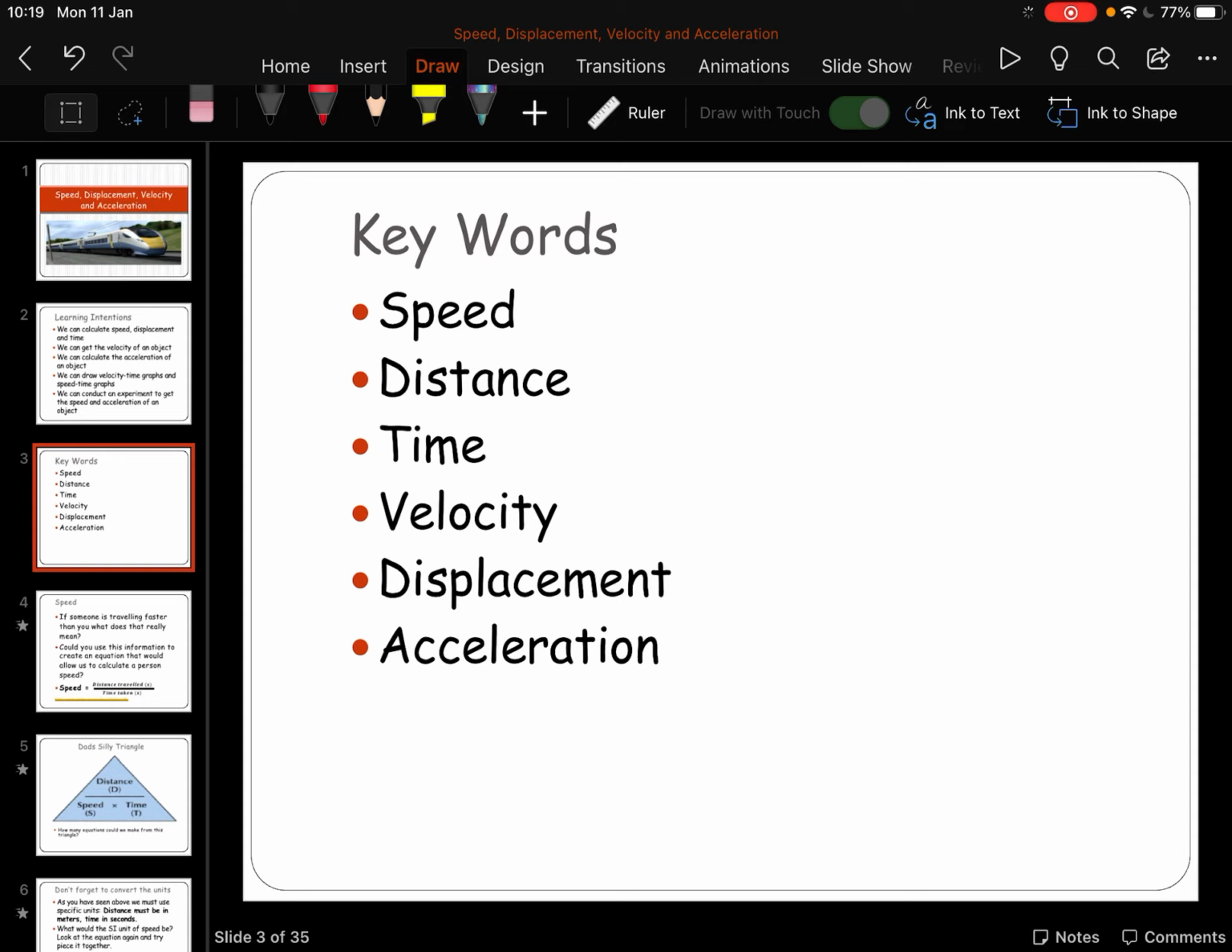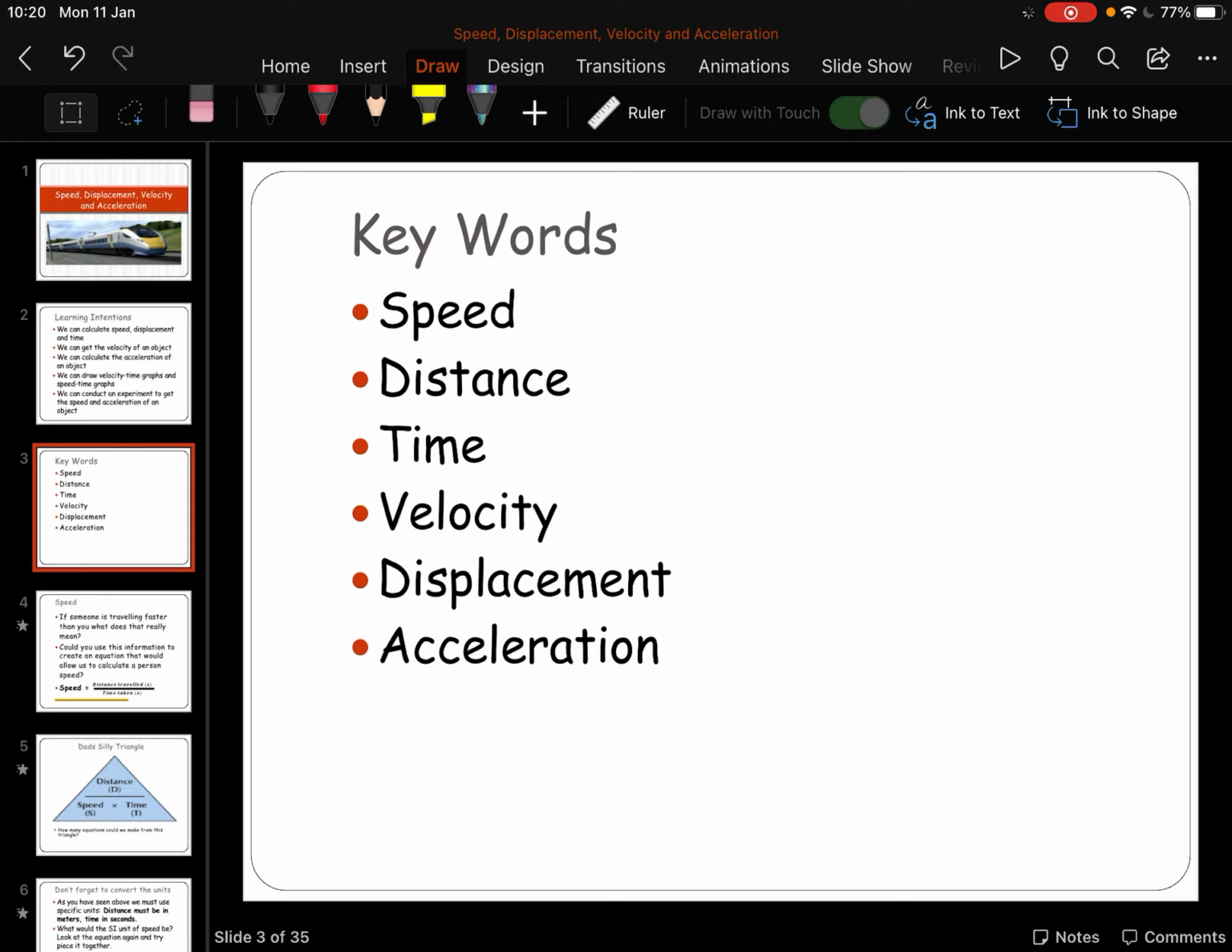Okay, so our keywords are new words. Some of these words, actually all of these words, you've definitely heard before, but you've probably never actually thought of them in a scientific context. Okay, so that's the difference with these keywords. You've probably heard of them, but you never actually thought about them. Okay, so a lot of times we hear these scientific words and we never really think about them. For example, speed, distance, time, velocity, displacement, acceleration. Okay, speed. What exactly does speed mean? Okay, that's the thing.